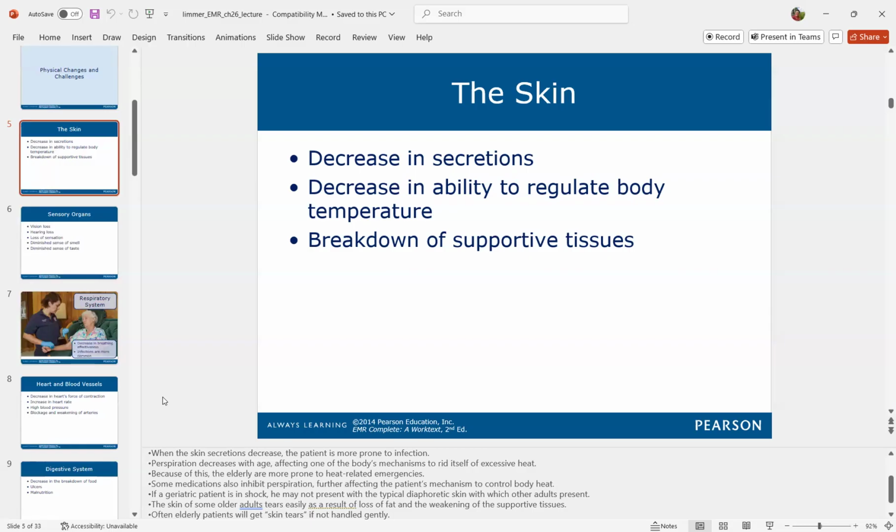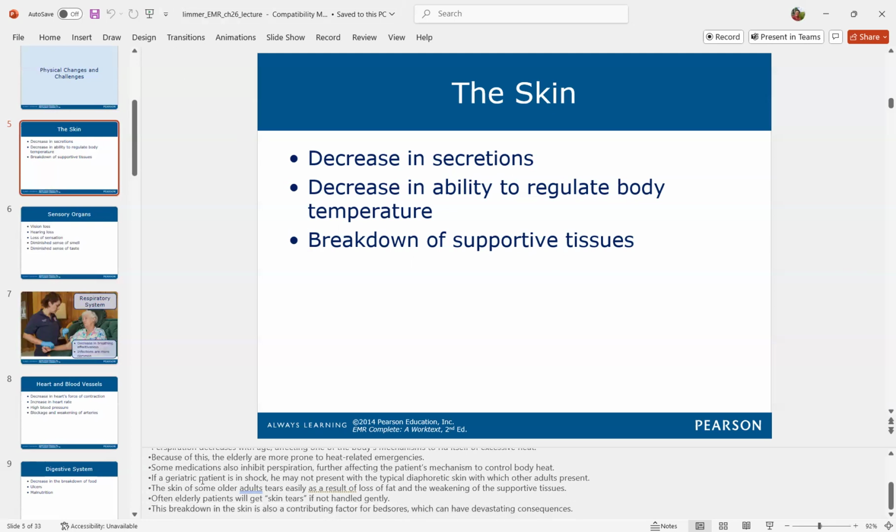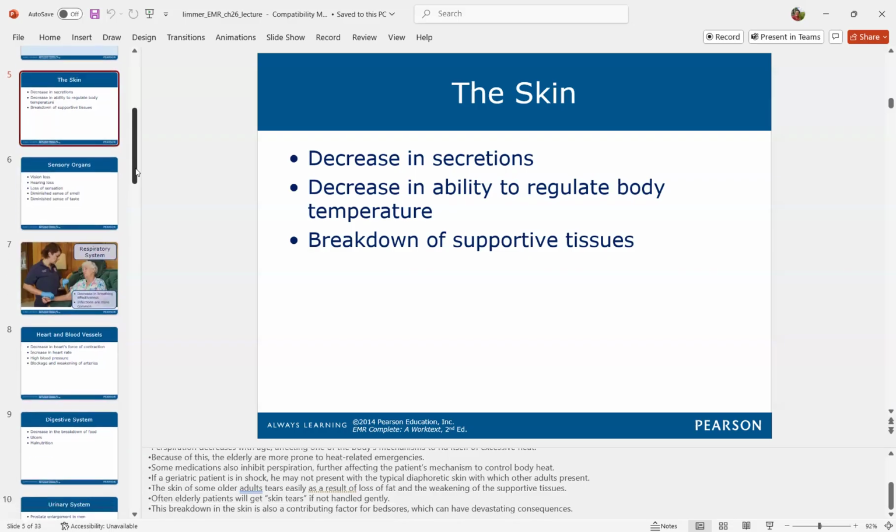Often elderly patients will get skin tears if we don't handle them gently, so we don't want to cause any more damage to them. The breakdown in the skin is also a contributing factor for bed sores, which can have devastating consequences in these older patients, especially on their heels, their butt, their back. If we're not rotating them or if they're lying in one spot too long, they can get those sores, and that's a big deal for them.